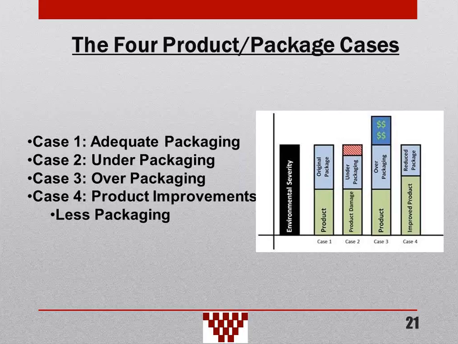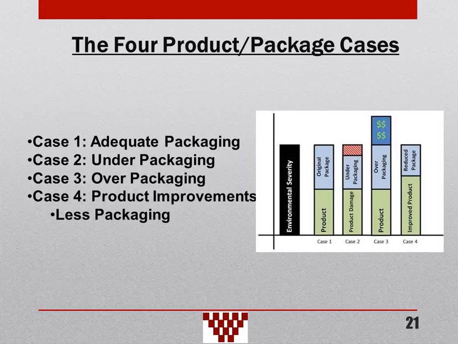And with that case, you're going to have product damage. The third case is that you overestimate your environmental severity and your distribution environment, and then you actually have more packaging than you need. With this case, you waste money in materials, but you also waste money in the supply chain, because you could fit fewer units per pallet, and then you need more pallets, and you need more trucks, and so on. And the fourth case is product improvements.